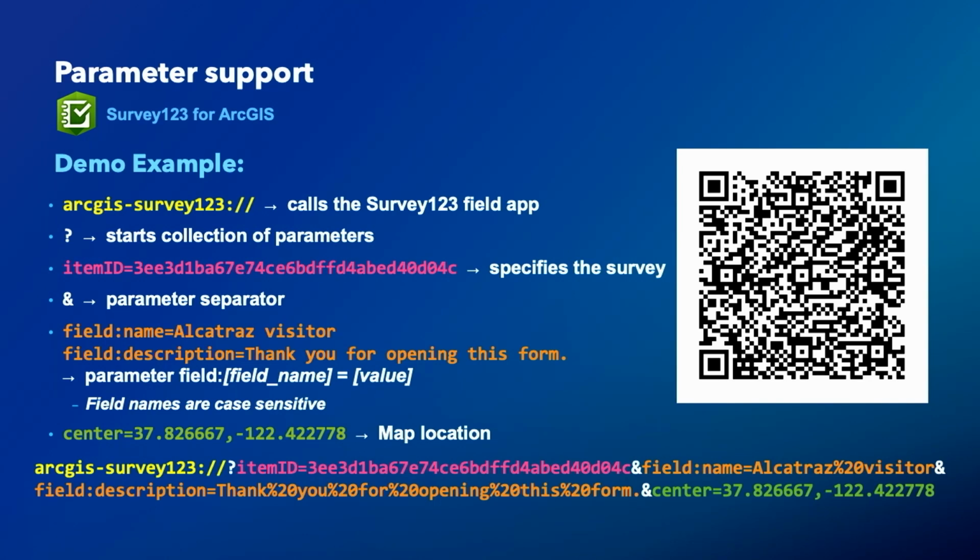The full URL is below. And again, you can see that we open it up with ArcGIS-Survey123, use a question mark to say, now here comes my parameters, and then separate each parameter with an ampersand to split them out.